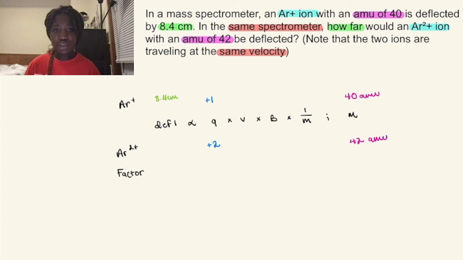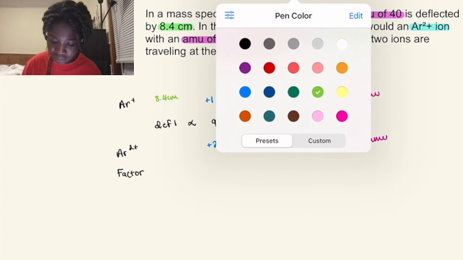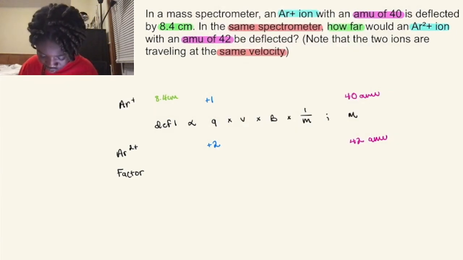But we also know the factors for velocity and spectrometer. If you look at the red highlight, we see that the ions are in the same spectrometer, so that means its magnetic field is the same. So its factor is 1 times. And because they're traveling at the same velocity, the velocity factor is also 1 times.